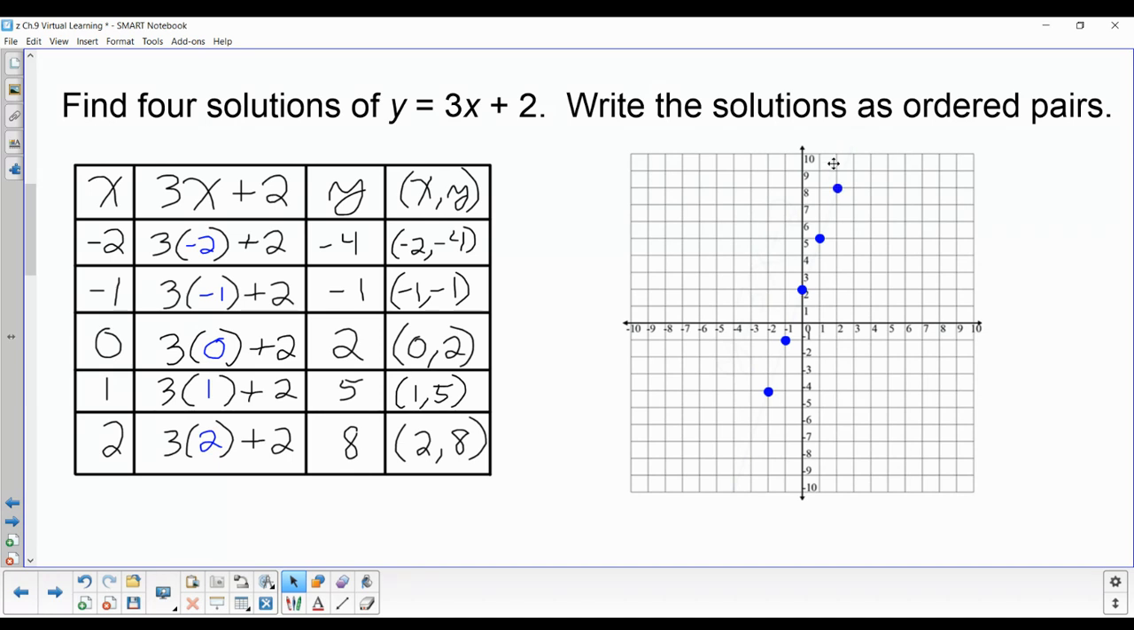Once you have all your dots, you would use a ruler or some kind of straight edge, and you would connect your dots. That gives you the line. The kind of equations that we're going to be graphing are all called linear equations, and linear equations always graph a straight line. If when graphing you don't get a straight line, then you need to check your math. The last thing you do is you label the line with the equation that you started with, y equals 3x plus 2.